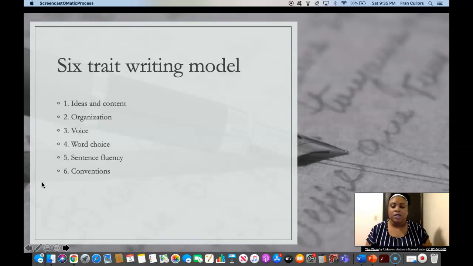Now we have conventions. With conventions, you're going to focus on the writer's knowledge of spelling. How's their grammar? How's their punctuation? Are they using capitalization? And how is their penmanship? You're going to focus on their writing throughout, making sure that things are correct.